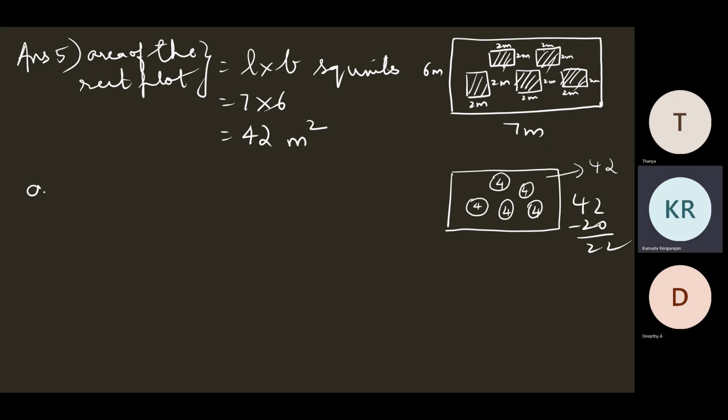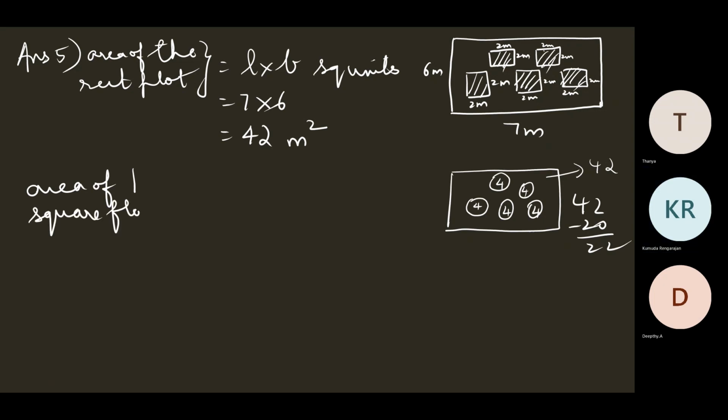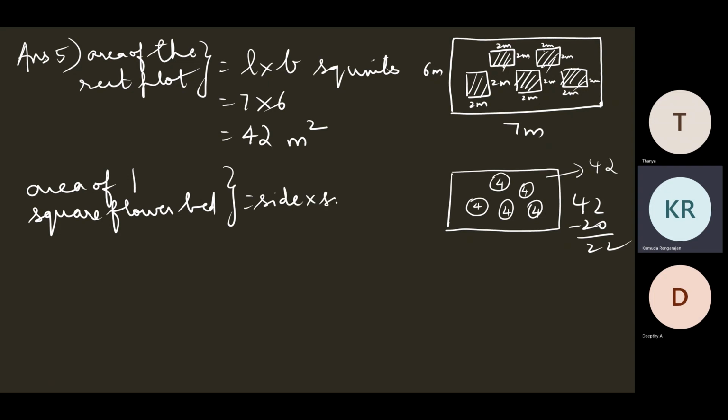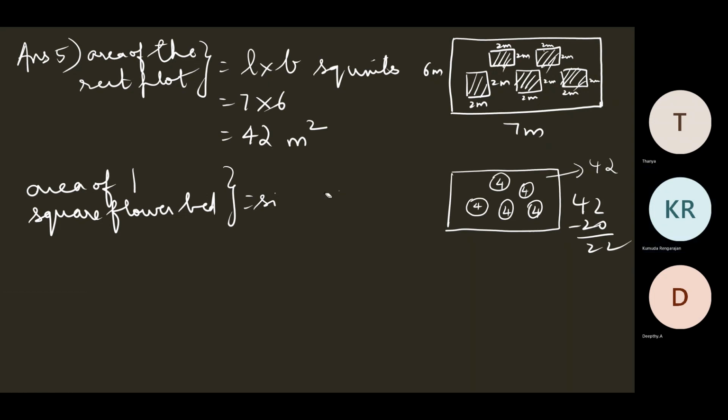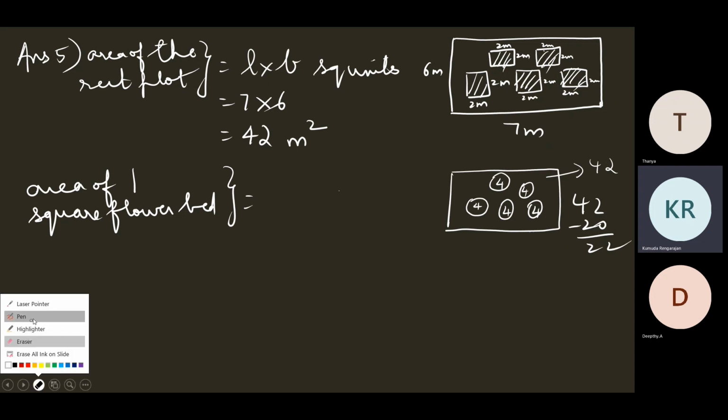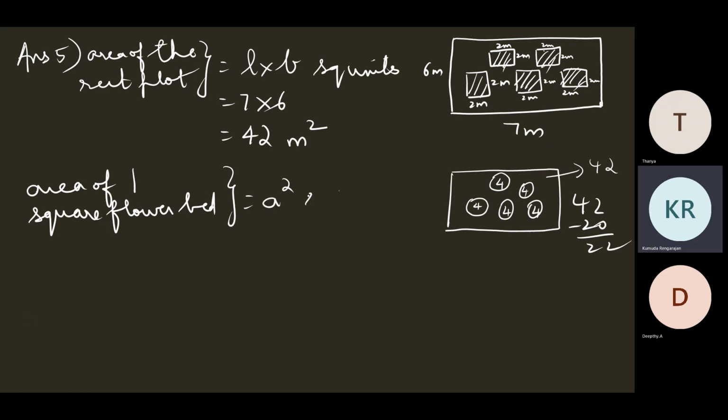Then you must say area of 1 square flower bed. Area of 1 square flower bed is side into side, or a square, whatever you want to write. You can write a square or side into side. Let me write a square. A square is the formula to find the area of a square. Square units. Always square units for area.